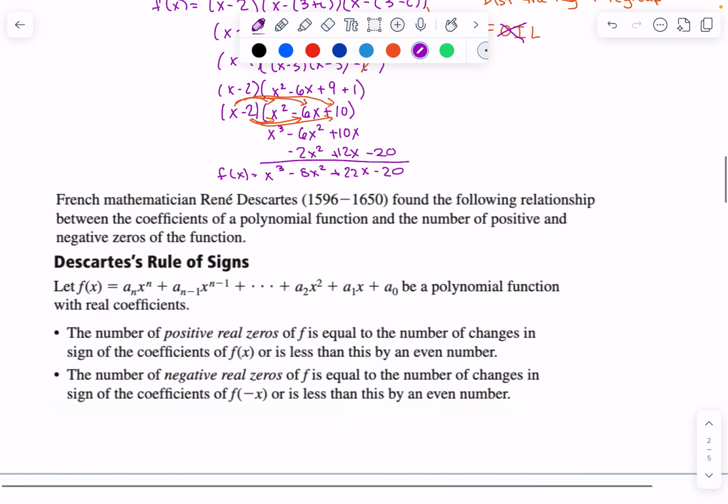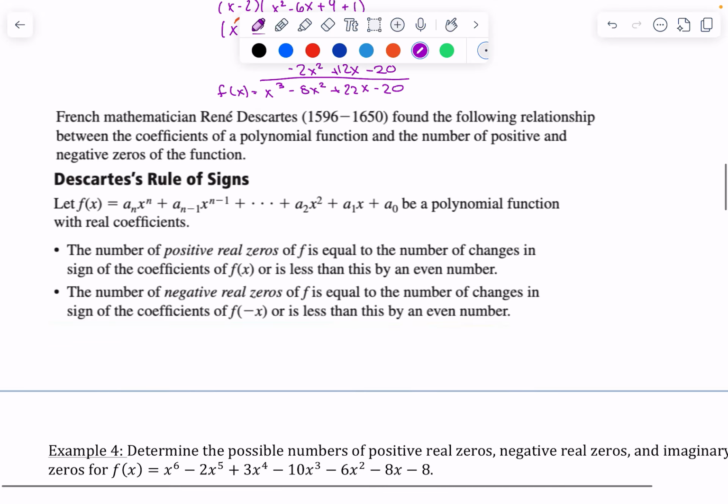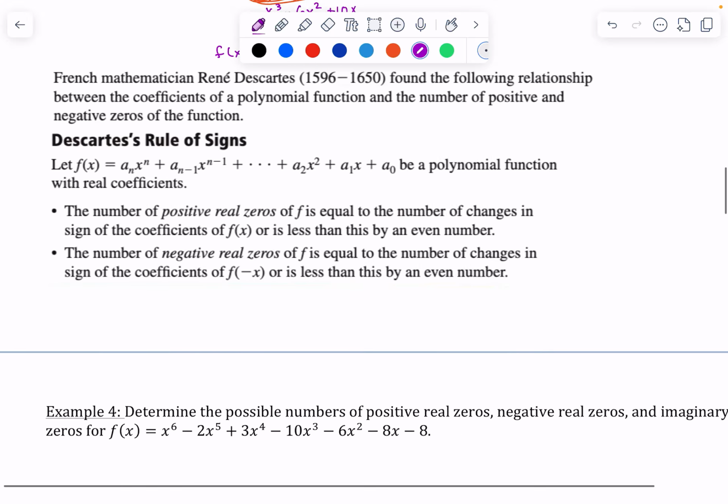So, one of the things that he came up with, or I should say discovered, is the fact that you can figure out how many positive real zeros, how many negative real zeros a particular polynomial function has just by looking at the way in which the signs change. The best way to understand this is with an example, okay?